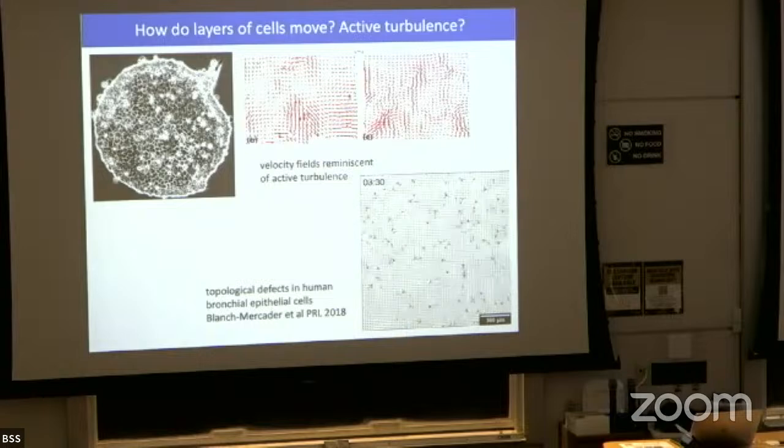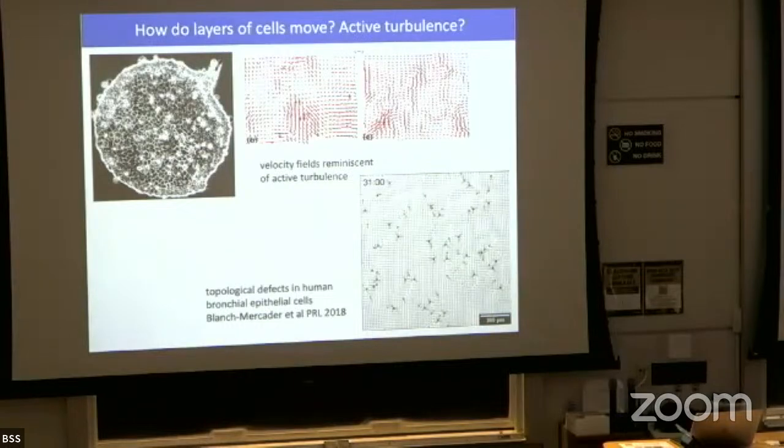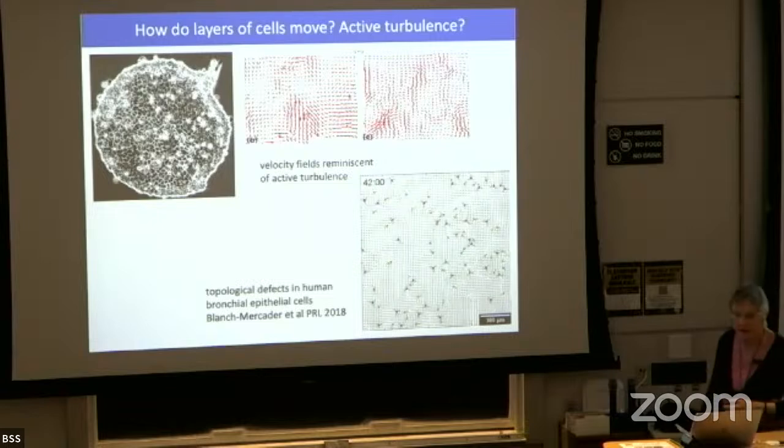Topological defects all over the place. People have now looked at lots of different cells, both long, thin cells, and also the squishy cells. And you get all sorts of topological defects, which behave like active topological defects, which appear and which disappear.